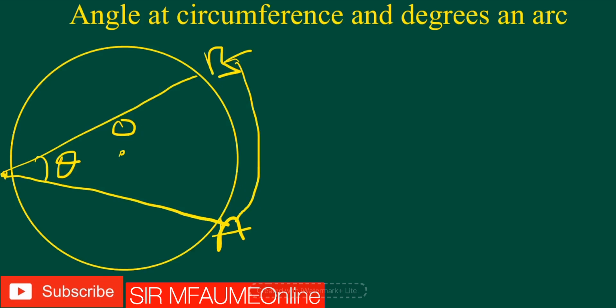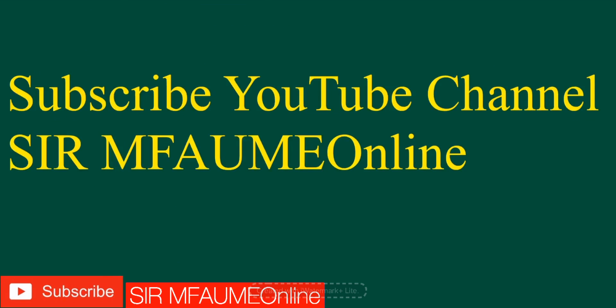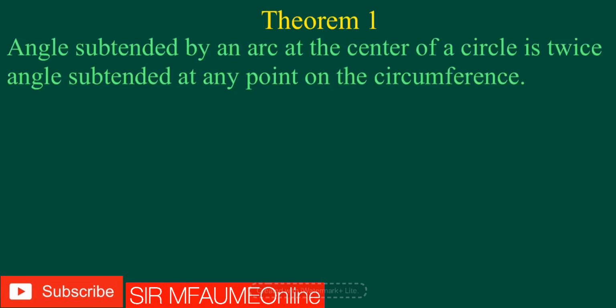Because here is the angle at the circumference and this one is its respective arc, then I can say the degrees of arc AB will be equal to 2 times the angle at the circumference. So you have to note, in order to find the degree of a certain arc, when you have an angle at the circumference, then the degree of that arc will be equal to 2 times the angle at the circumference. This is just the introduction concerning this one, but let us proceed with our first theorem.